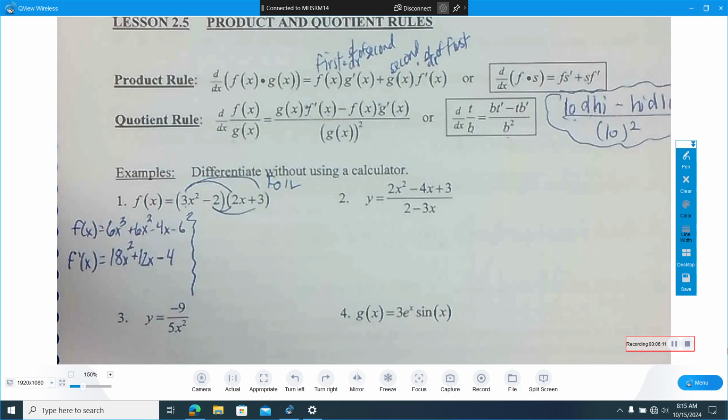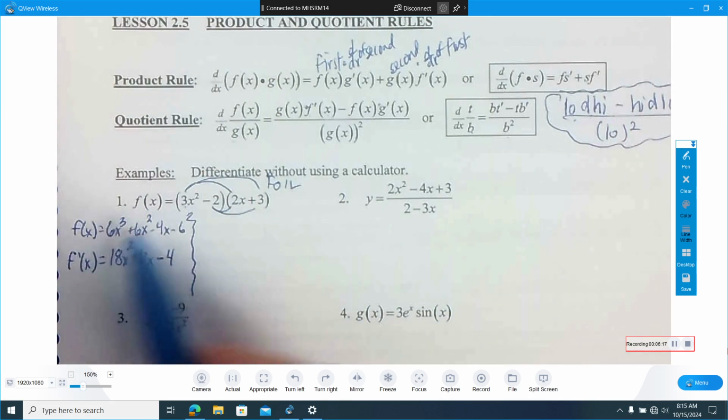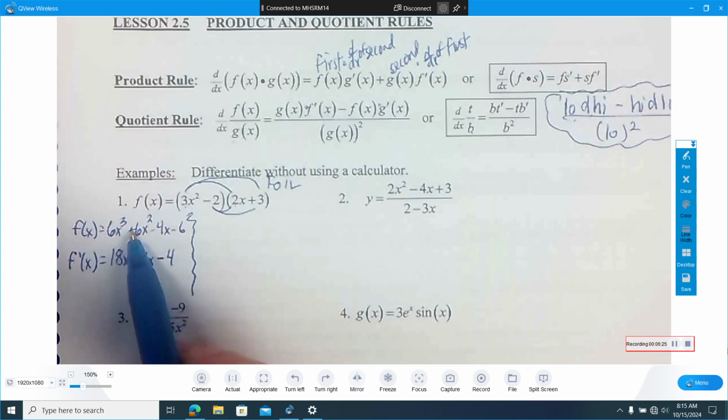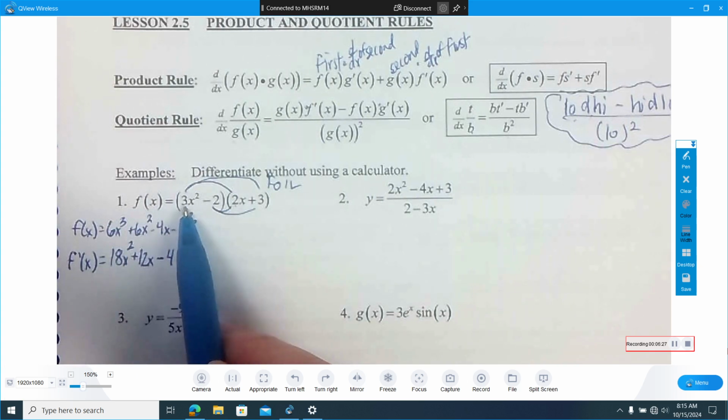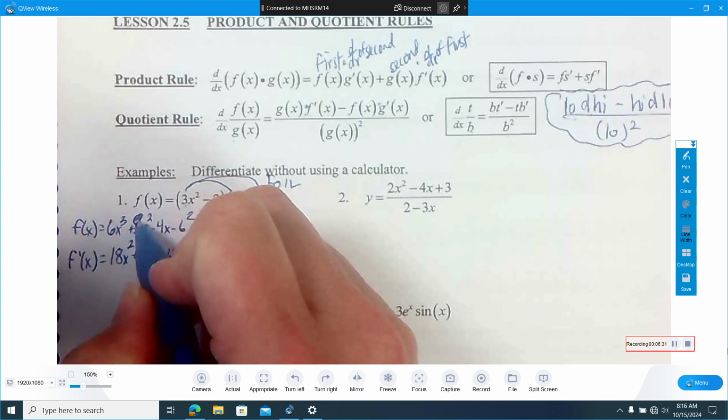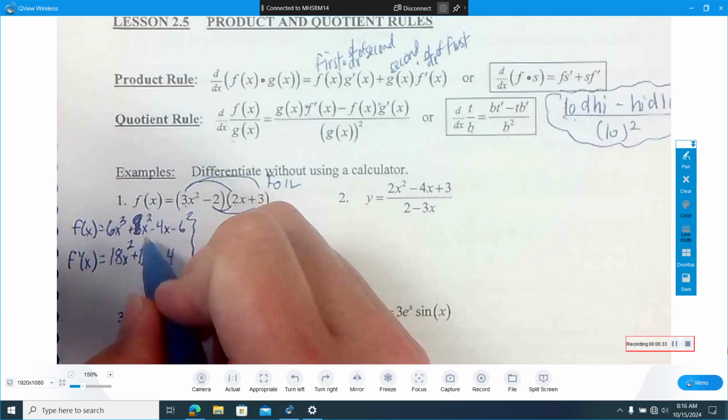However, yeah. Wait, where were we? So first times first, 3x squared times 2x is 6x cubed, right? The next one. Oh, you're totally right. That's supposed to be a 9.